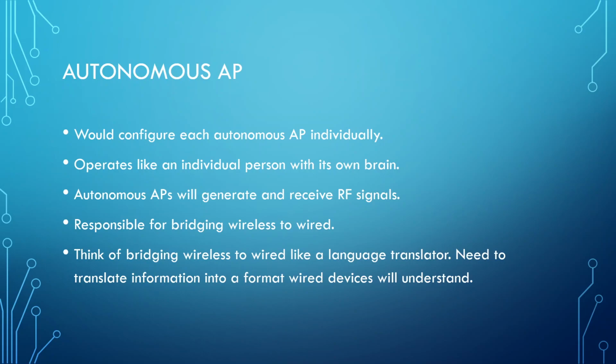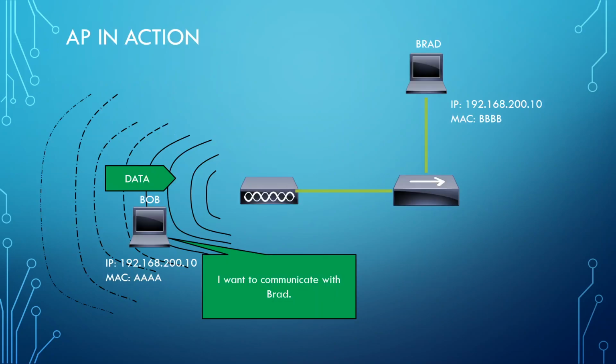Like I said before, we use a different layer 2 protocol to communicate on a wireless network. We need to take that information, translate it into a format that Ethernet understands, so that we can then send that data onto the correct Ethernet device, and vice versa. If we have a wired device that wants to communicate with a wireless device, we need to take the data that the wired device is sending, put it into a format that the wireless device will understand, and send it over to the wireless device.